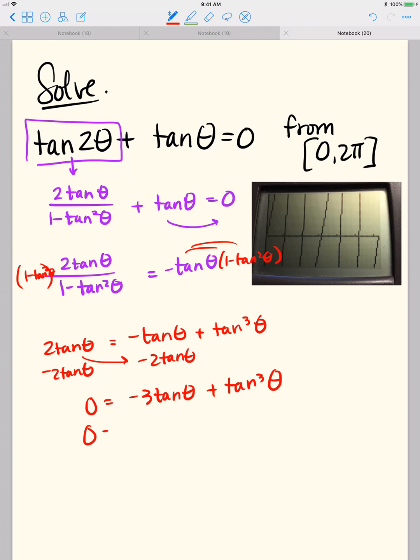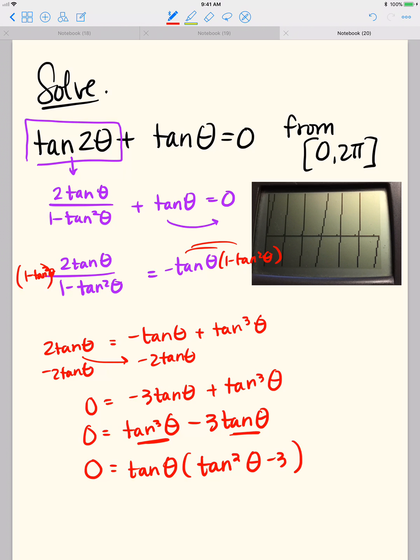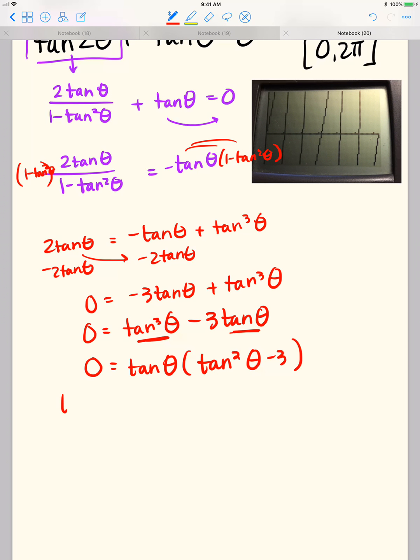I might rearrange that and put my tangent cubed first, just because I process better when the degrees descend. So I have tangent cubed theta minus 3 tangent of theta. They both have at least a tangent in common, so if I factor that out, I have tangent of theta times tan squared theta minus 3, and now I can set each of those equal to 0. I can set tangent of theta equal to 0, and I can set tangent squared of theta minus 3 equal to 0.